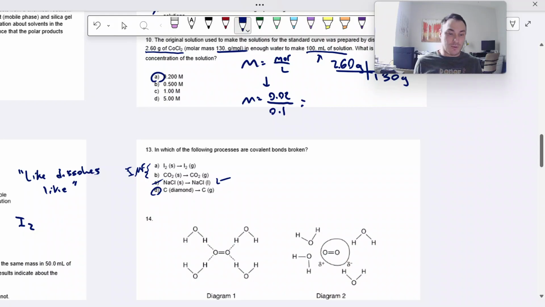D is a covalent network. Covalent networks are held together by covalent bonds. So when this diamond turns into carbon gas, we are physically breaking apart those carbons from one another.